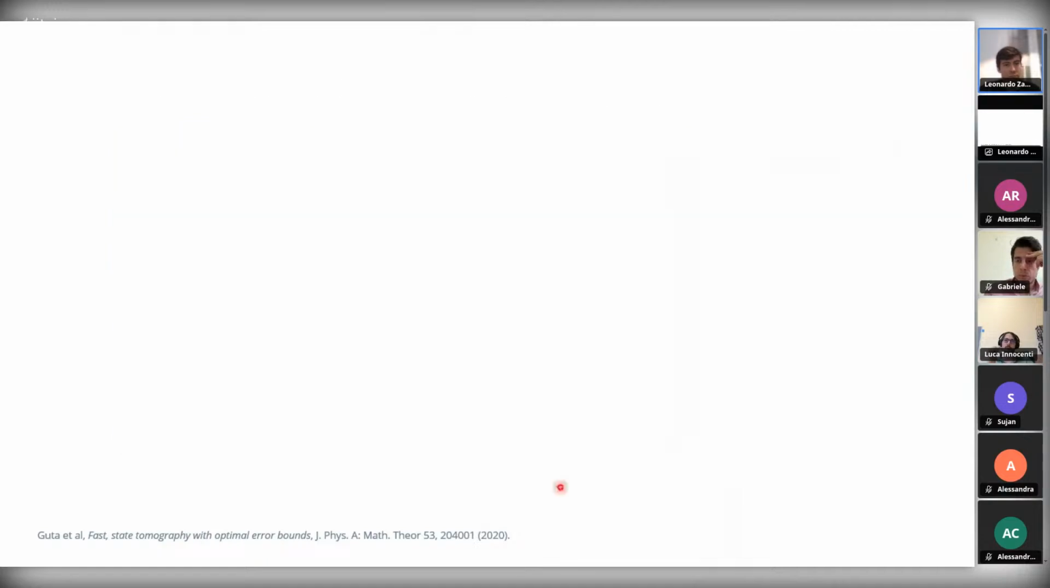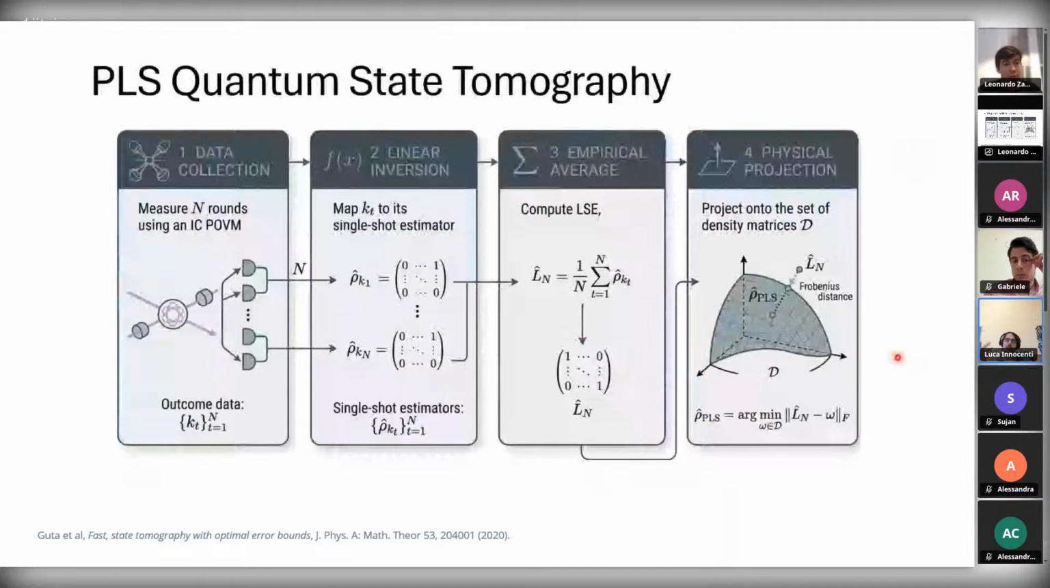Sorry, this is less of a shadow tomography setting, right? Like in a shadow setting, instead of trace distance, you just want to ensure that the estimators for many observables are accurate. So the physical projection bit, you don't need it in that context, right? Sure. Yes.